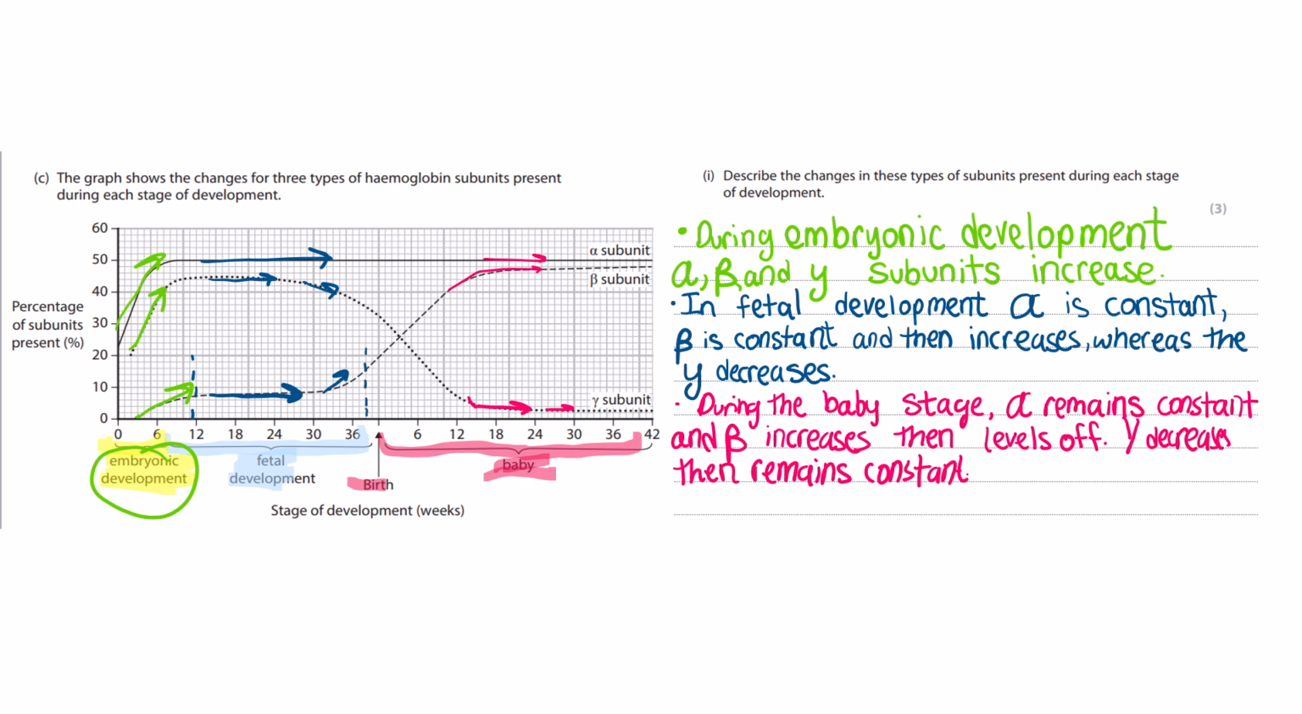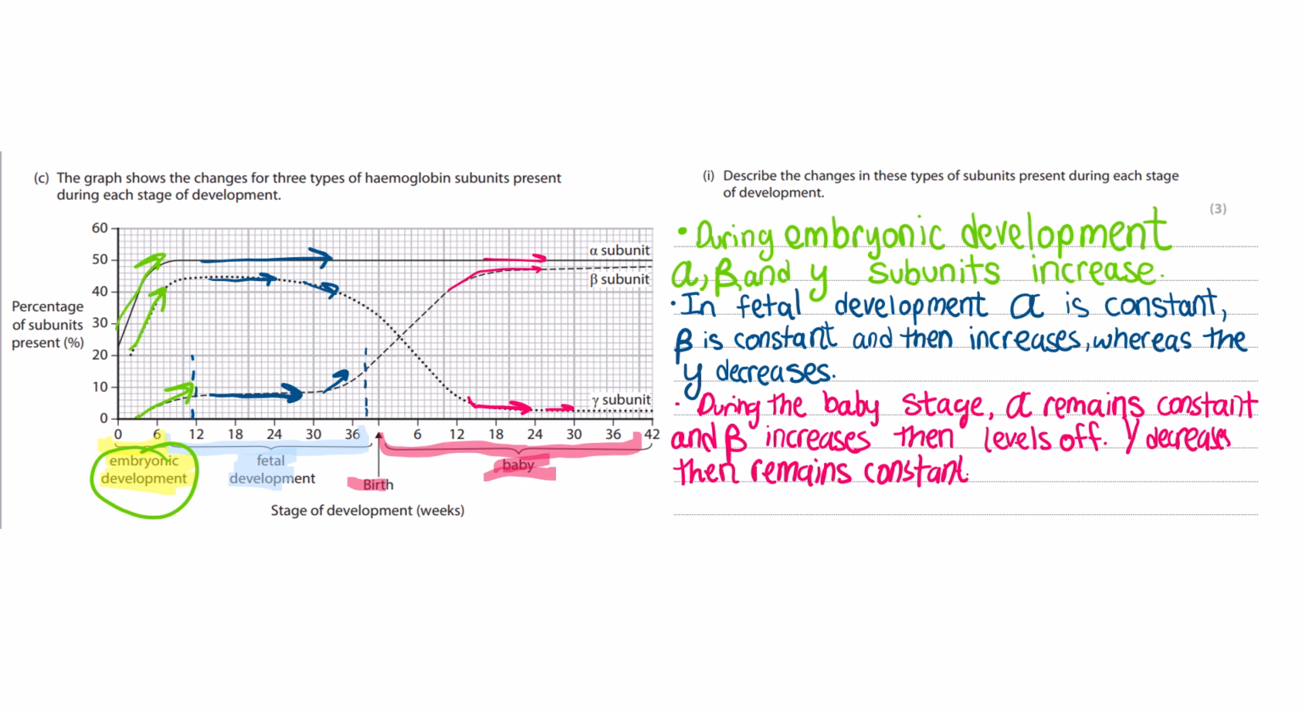Okay, so we have the alpha subunit, the beta subunit, and the gamma subunit. Alpha is A, beta is B, and I hope you understand why. So, describe the changes in these types of subunits present during each stage of development. So I color-coded this so that you can see very well. So we have the green, they all increase. So during the embryonic development, alpha, beta, and gamma subunits increase.